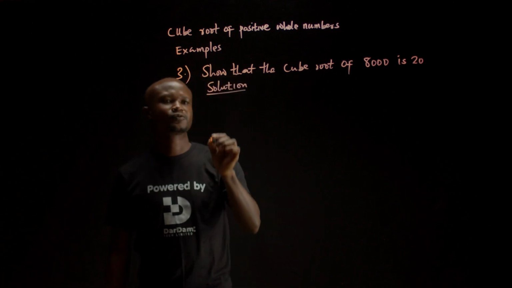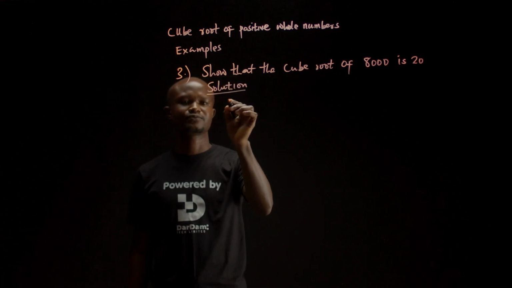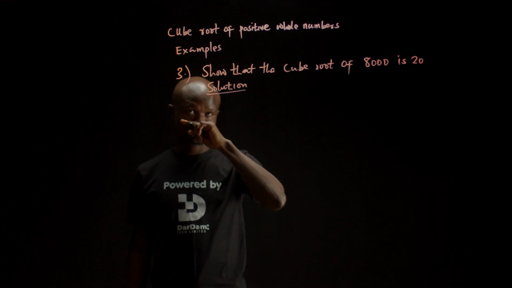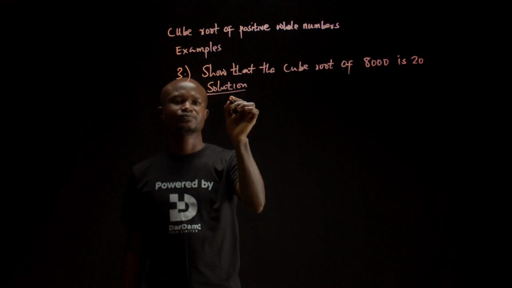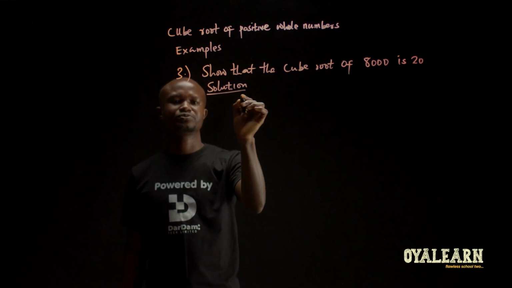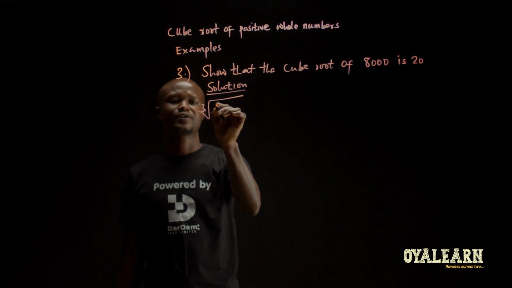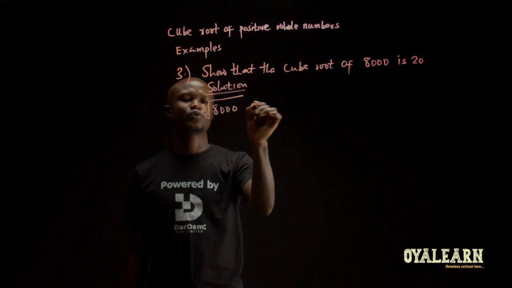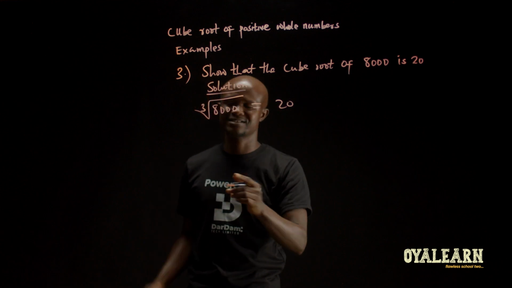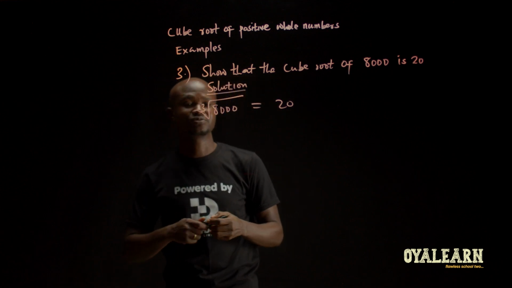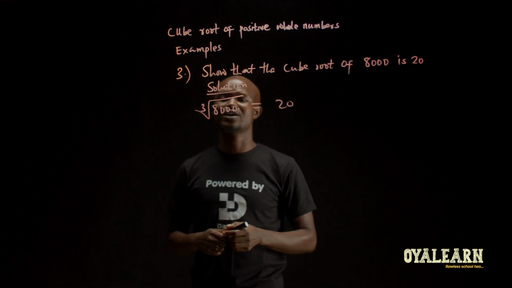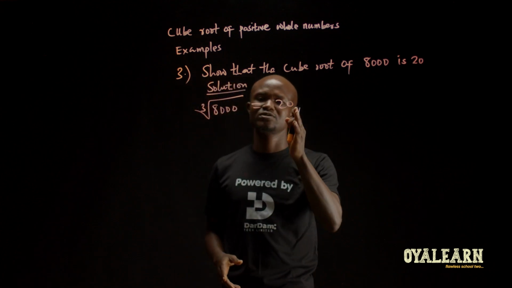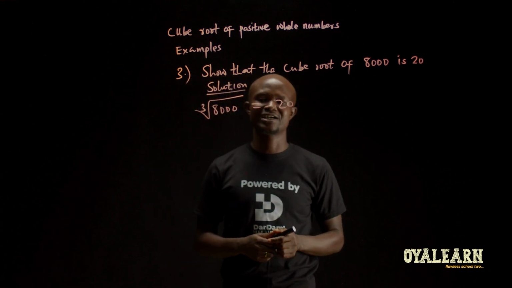Now, this is what we have to show: the cube root of 8,000 is equal to 20. That is a mathematical representation. Now we are going to solve from the left to get the right.